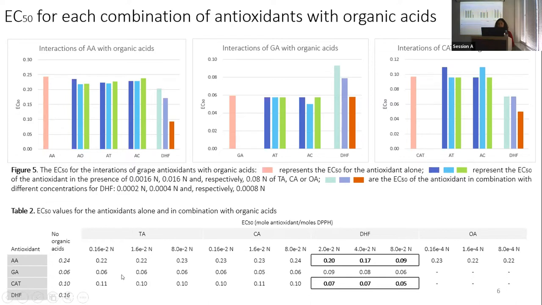Gallic acid in the presence of tartaric, citric, and dehydroxyfumaric acid, well, basically, with the first two, it doesn't change anything, but with dehydroxyfumaric acid, the EC50 value is increasing, meaning actually a reduction of the antioxidant activity. On the other hand, catechin with dehydroxyfumaric acid has a decreased EC50 value, meaning an increased antioxidant activity. So from 0.1, it's reduced to 0.05.